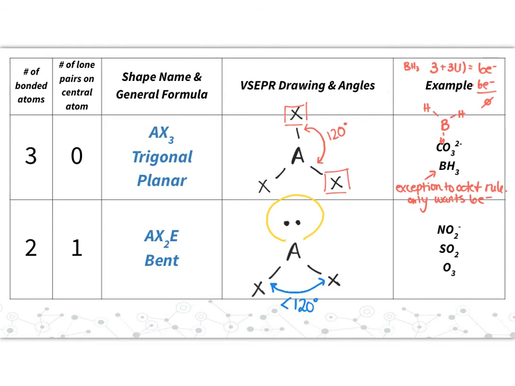So let's draw SO2 here. SO2 ends up with a double bond and some lone pairs on these guys. So sulfur has 2 bonded atoms and 1 lone pair. Therefore, the angle between these 2 oxygens is less than 120 degrees.